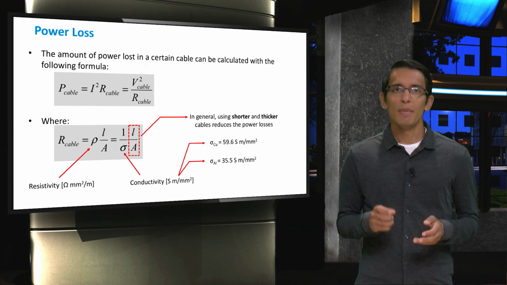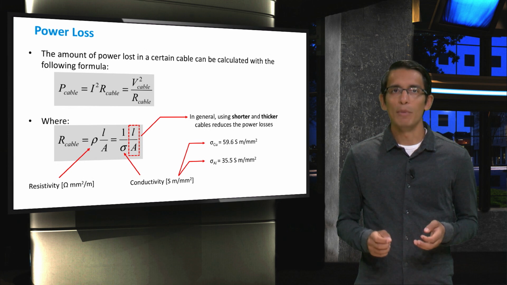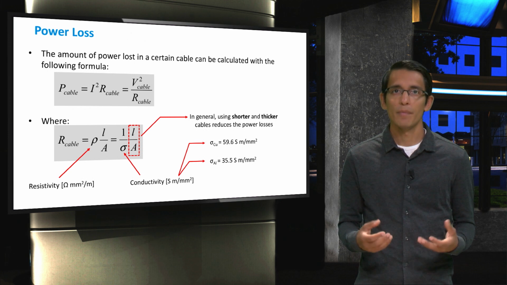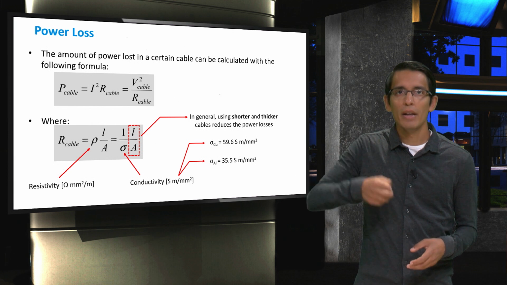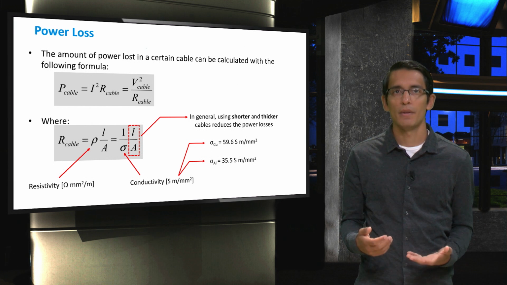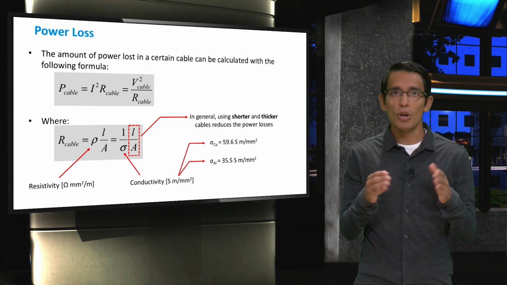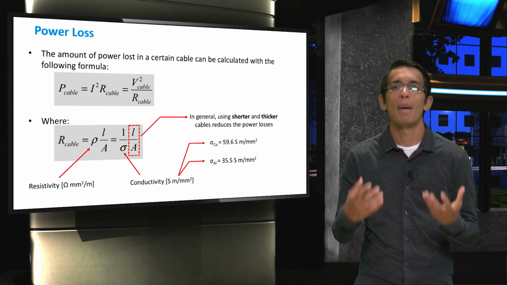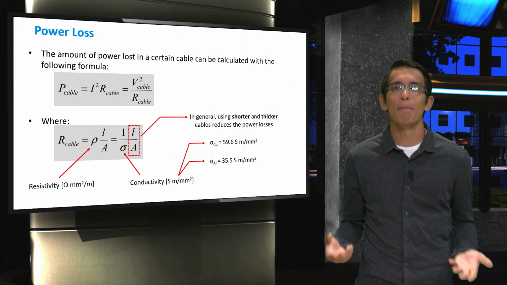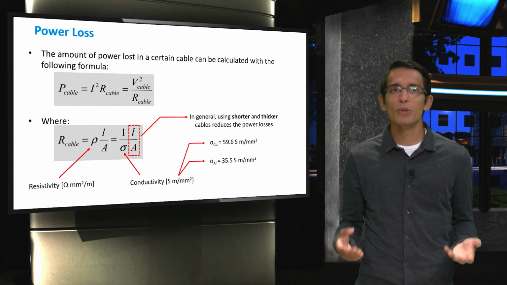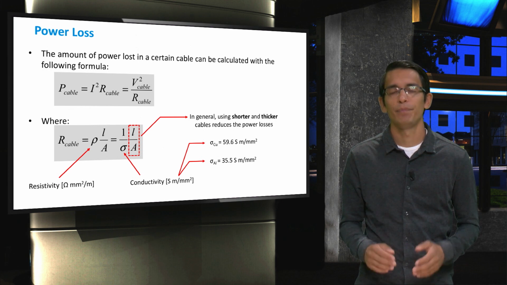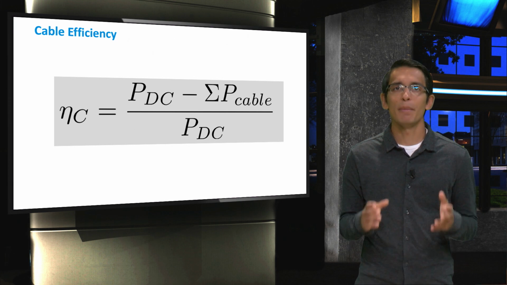Now, you can look at the dimensions of the cable. A longer cable means that the current has more material to flow through. This means a greater resistance. A smaller cross-sectional area means that there's a tighter path to flow through, so that also increases the resistance. So in general, using shorter and thicker cables reduce power loss. So why don't we always just use extremely thick cables? Well, the problem is material cost. Therefore, we always try to use as thin a cable as possible that still meets the power requirements of our system.